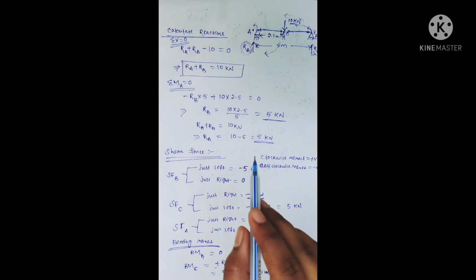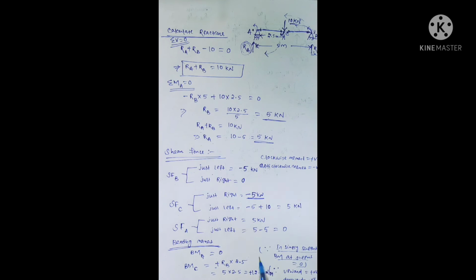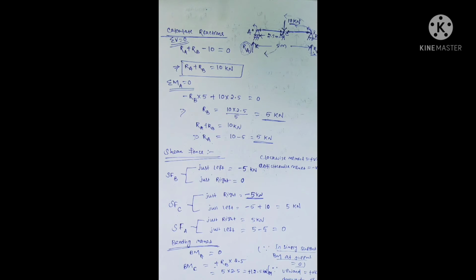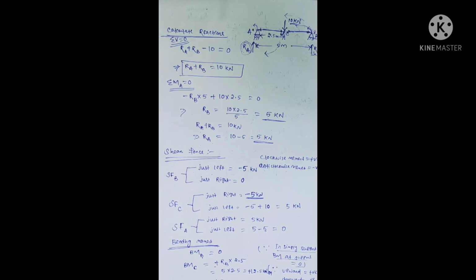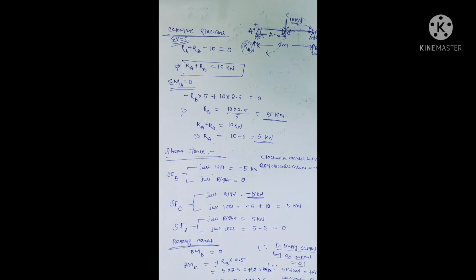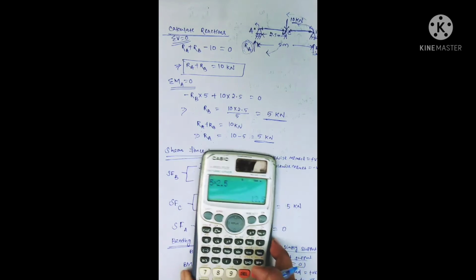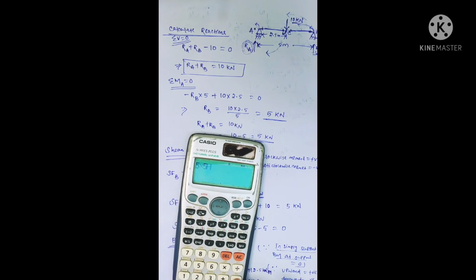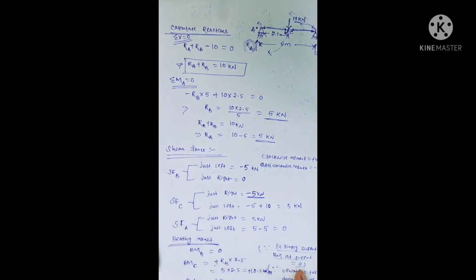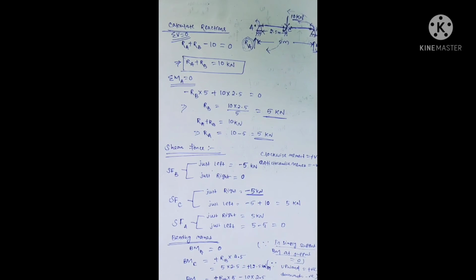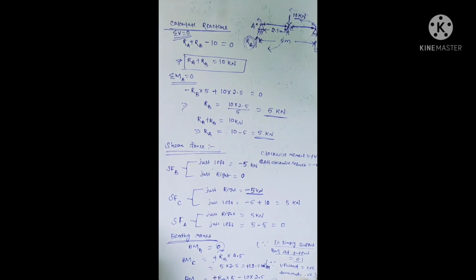And next we move to the 10 kilonewton force. The 10 kilonewton force is downward, so it will be negative, minus 10 into perpendicular distance, which is 2.5. Now put the value of RB, that is 5 into 5 minus 10 into 2.5, which is equal to 0. So we prove that at simple support the moment will be 0.